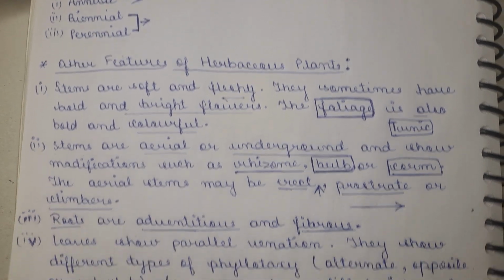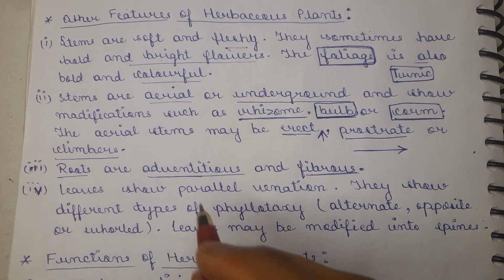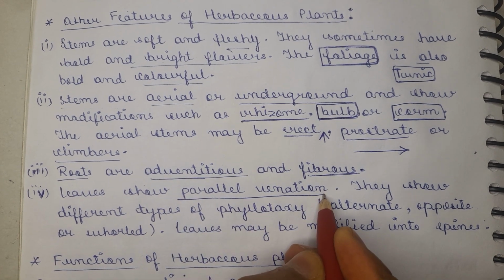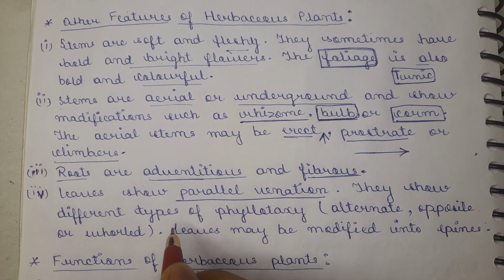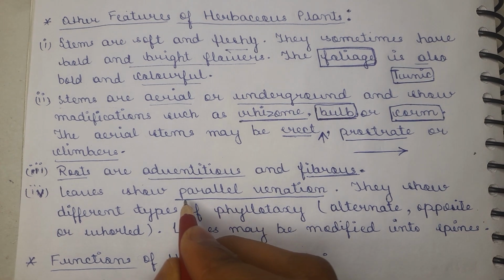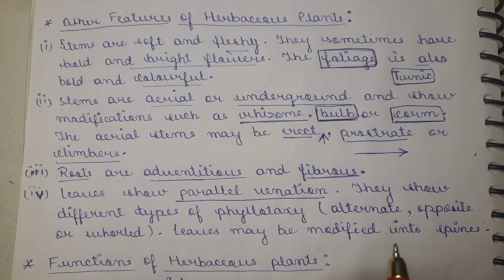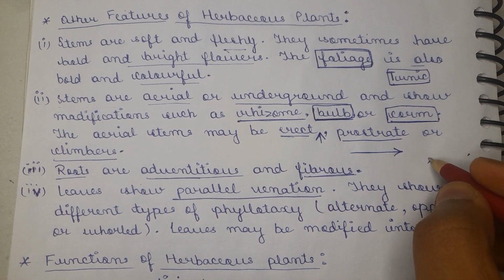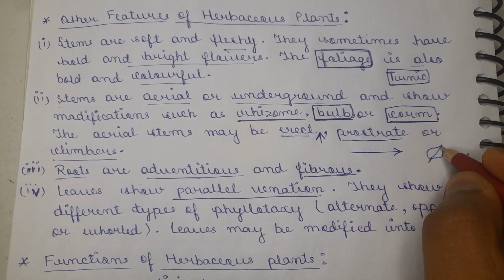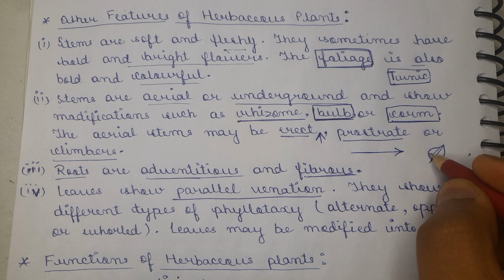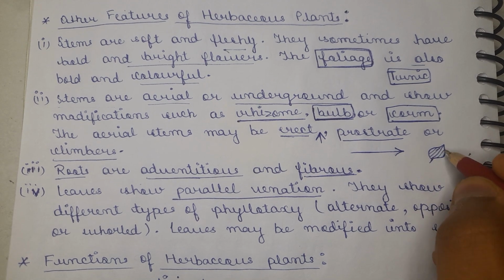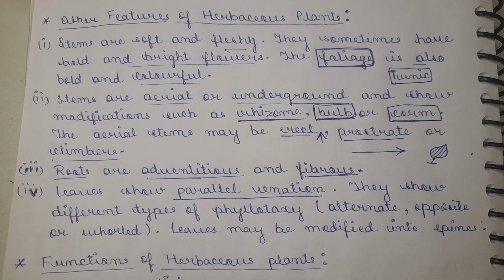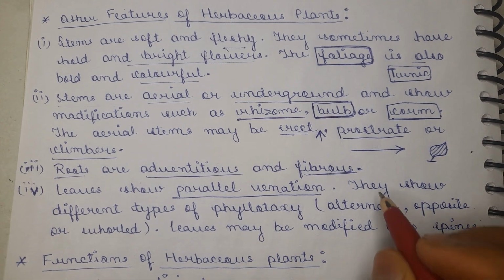Now the fourth feature says that the leaves found in these herbaceous plants are basically in parallel venation. We have already seen that there are two types of venations normally found, the parallel venation and the second one is the reticulate venation. Parallel venations are basically this type. This is a structure of leaves. This is parallel venation. If you see the banana leaves, there is parallel venation found in it.